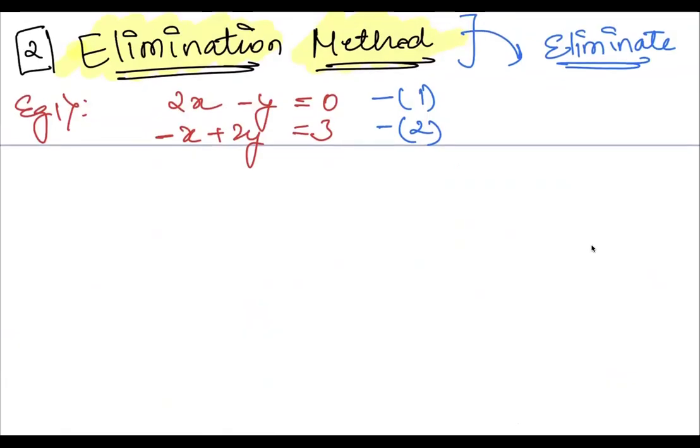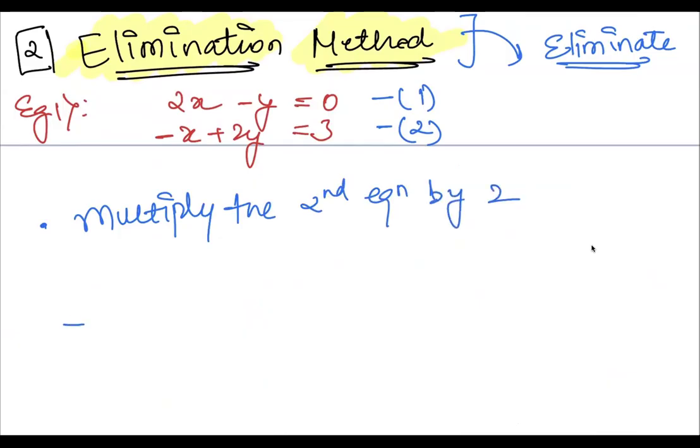So what I'll do first is multiply the second equation by 2. So what will it give me? Minus 2x plus 4y is equal to 6. Correct? Please tell me, is this correct?